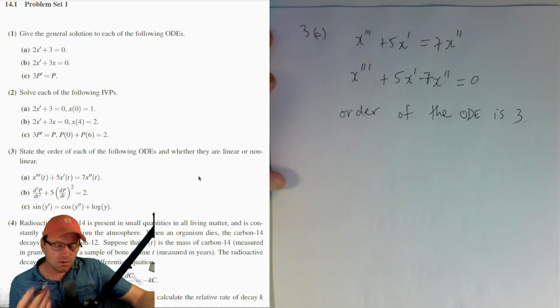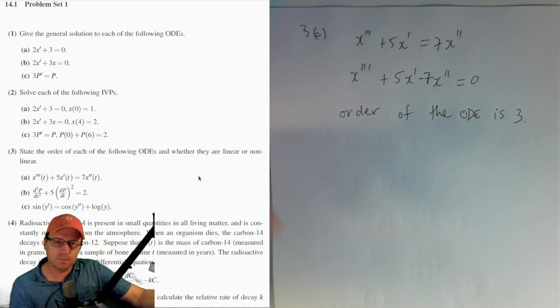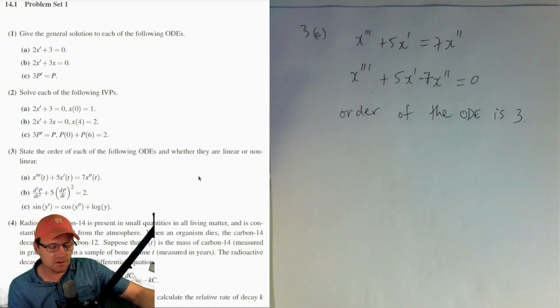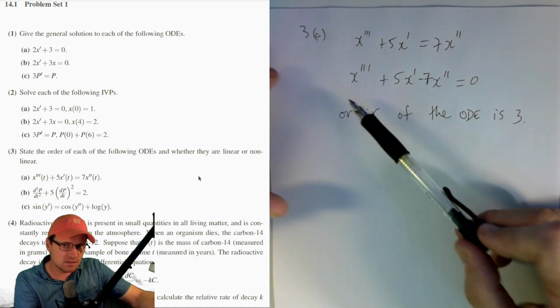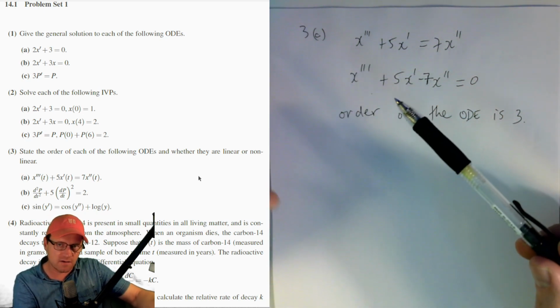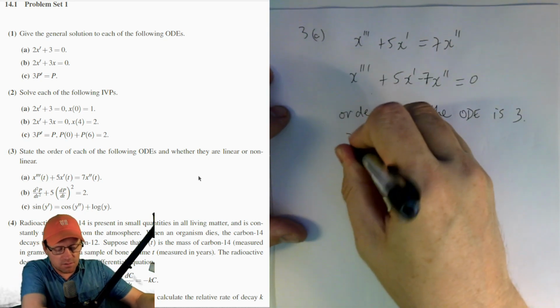Okay, is it linear or non-linear? Well, it's linear because everywhere the derivative appears, it's to the power of 1. It doesn't appear in a nonlinear function. It appears in a linear function. So x''' is just on its own. It does not get squared. It does not have a sin or a cos in it. And the same for these. So this is third order linear.